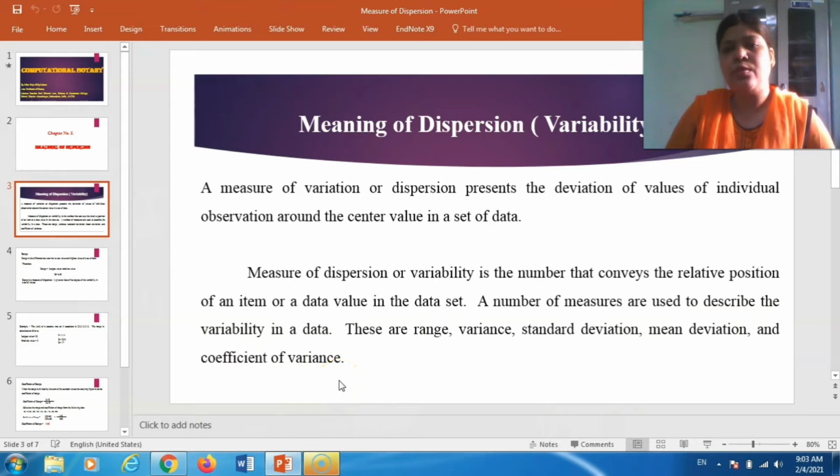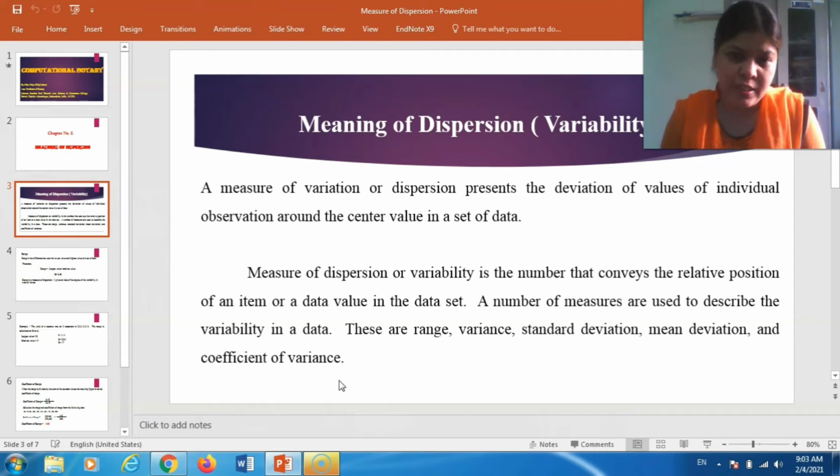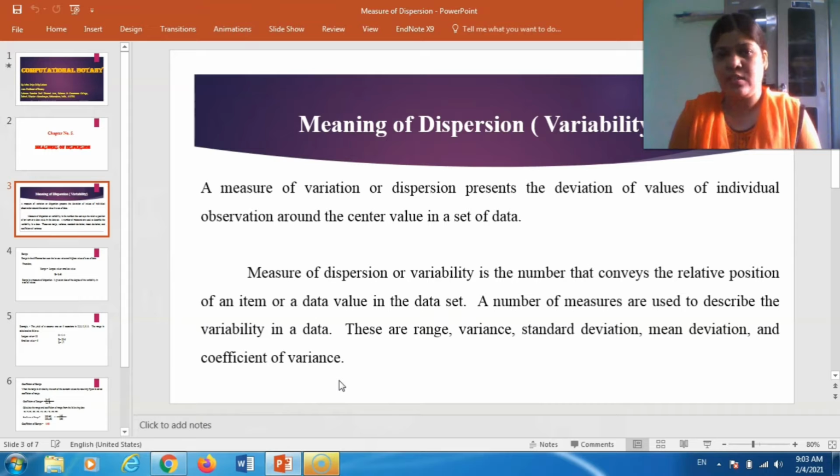So if we have to show the variability or dispersion of 2, 3 or 4 variables, we have to use some type of calculation or some type of method. So with the help of that we can represent the variability. These are range, variance, standard deviation, mean deviation and coefficient of variance.